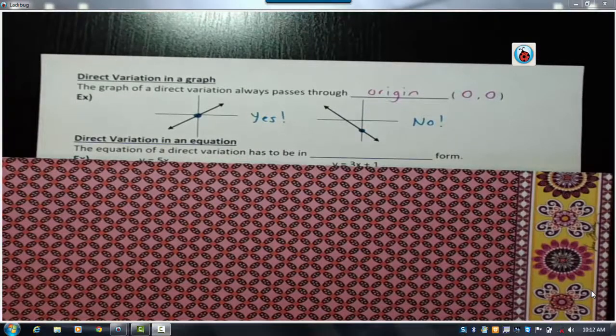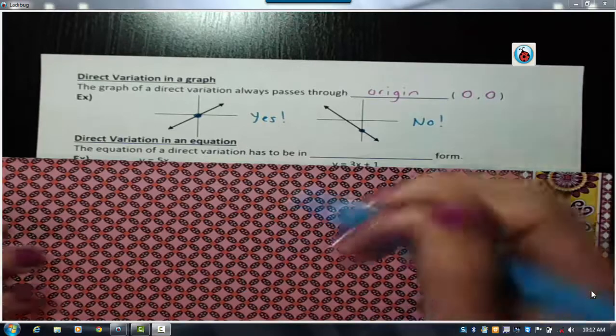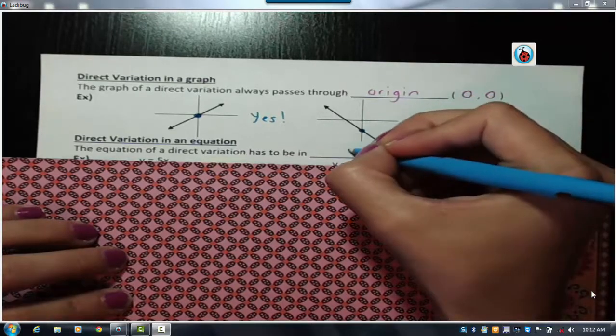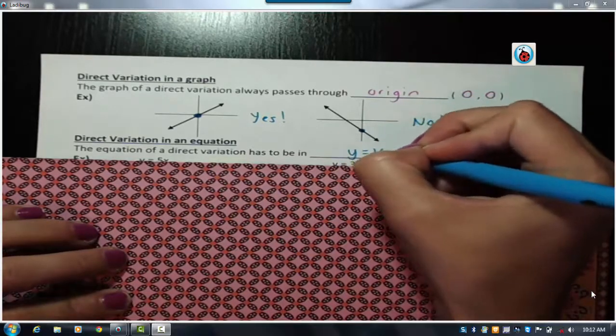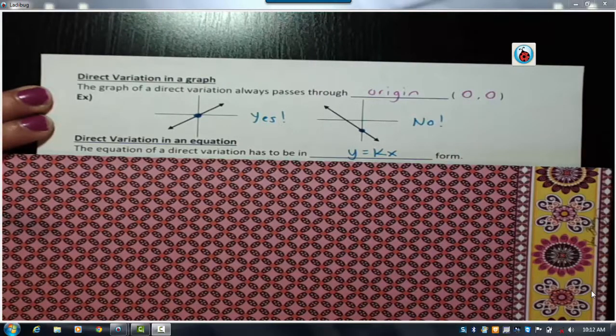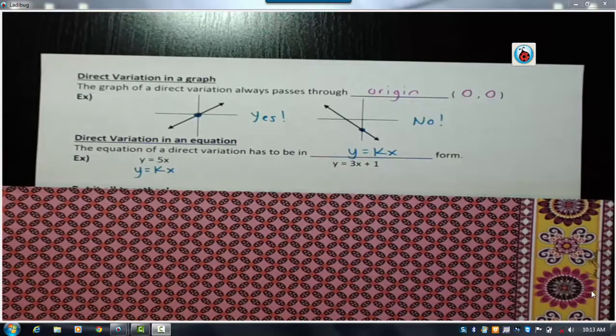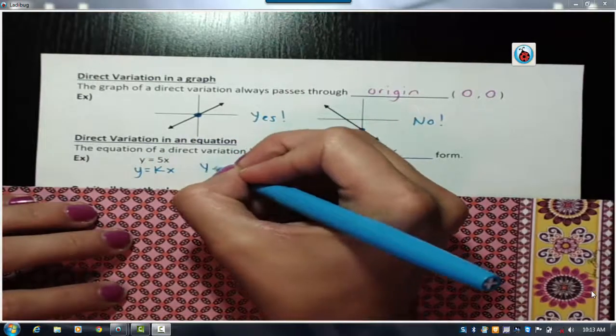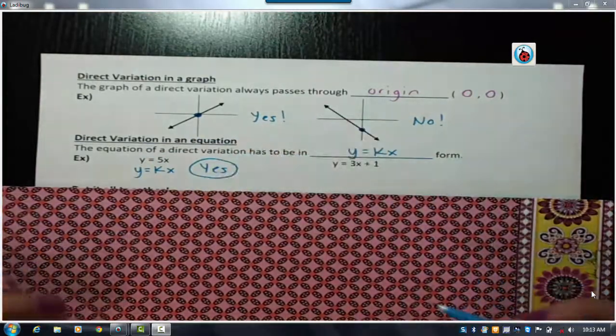Now, if I'm looking at the direct variation from an equation, to determine if it's a direct variation, it has to be in y is equal to kx form. If it's not, then it's not considered direct variation. So if I look at this first equation, y is equal to 5x, it does fall in the form of y is equal to kx. So this would be considered direct variation.